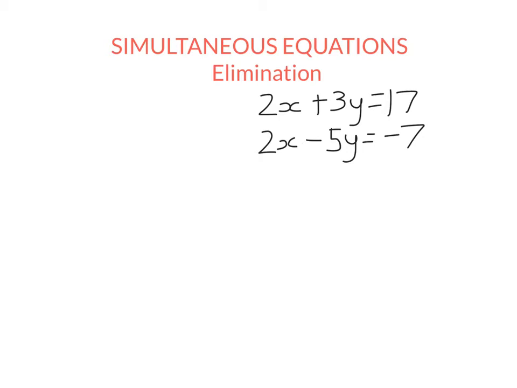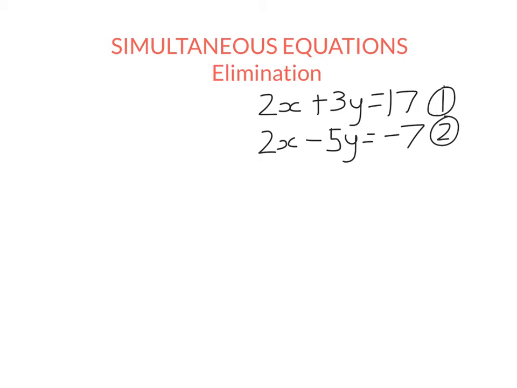Let's say I'll call this equation 1 and this is equation 2. Let's say I wanted to change equation 1 so it was in the form y equals something. Then I'd get 3y equals 17 minus 2x, and I'd have to divide by 3. As you can see, this is quite messy. It's got a fraction, 17 over 3. They're not nice numbers. I won't do that at all. So I want another method.